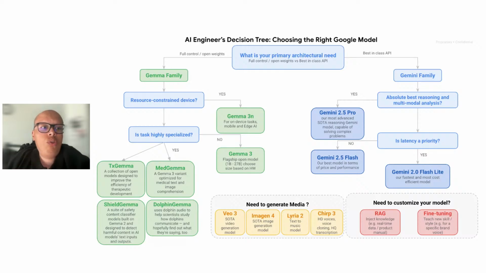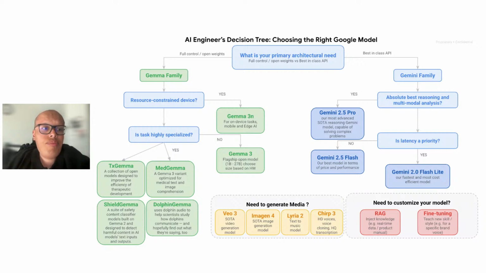If we are not resource constrained, one legitimate question is, do I need to build my solution for a highly specialized task? If no, then Gemma 3, which is our flagship open model that comes in different sizes, from 1 billion parameters to 27 billion parameters, is the way to go. It has been trained with agentic capabilities in mind: reasoning, planning, function calling, etc.